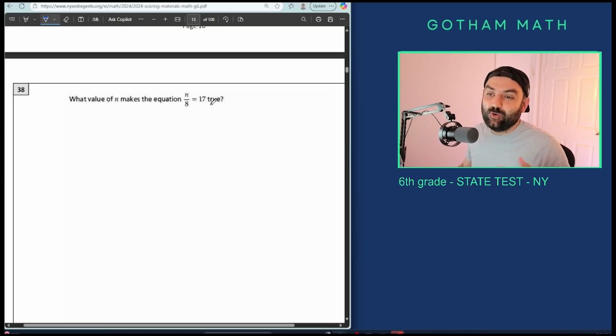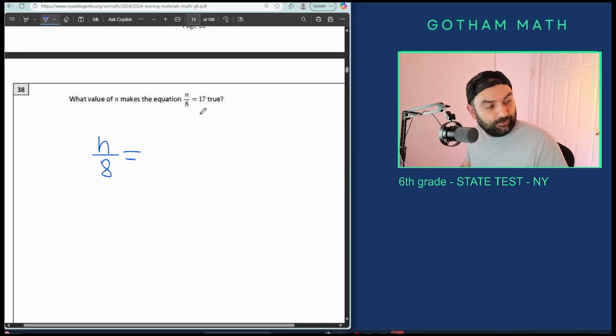I call these questions hidden proportion questions. Why? Because we have a variable, a letter in the fraction, and then we have not a fraction but a whole number. So what we do is create a fraction out of the whole number over here. Because any whole number is that number over 1. So instead of writing just 17, we're going to write 17 over 1.